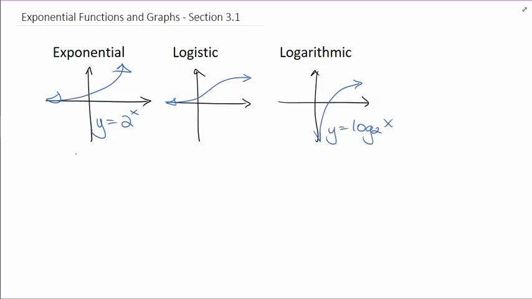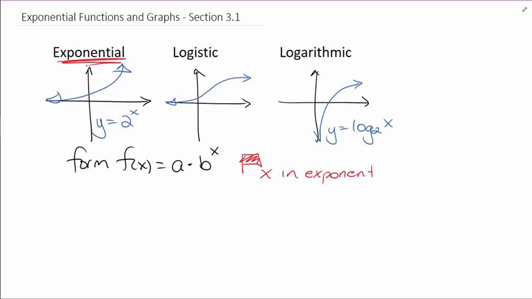Exponential functions are going to take this form of f of x equals a times b to the x. The key characteristic here is that x is in the exponent location. The variable is in the exponent. This is going to be our base form for exponential functions moving forward. To define a few things here, a is our initial value.